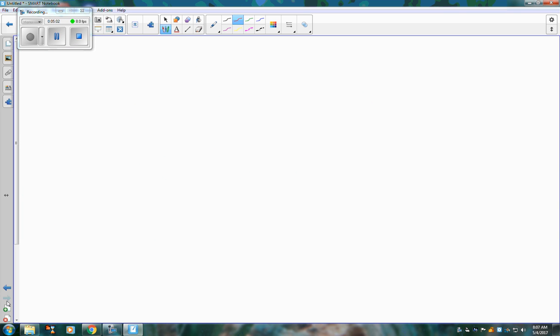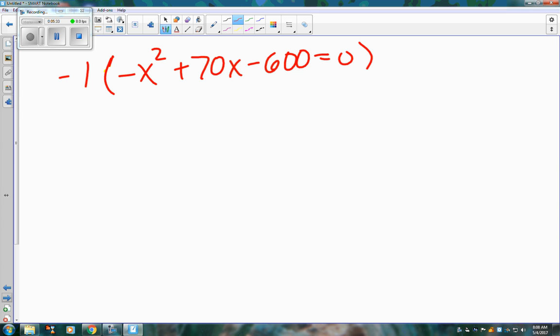Alright, the next one is they're given an expression for selling x items, and they want to know the number of items sold for the company's profit to equal 0. So I'm going to do negative x squared plus 70x minus 600. Do y'all see how x squared is negative? I don't want x squared to be negative, so I'm going to multiply this whole thing by negative 1. So I want to make x squared positive.